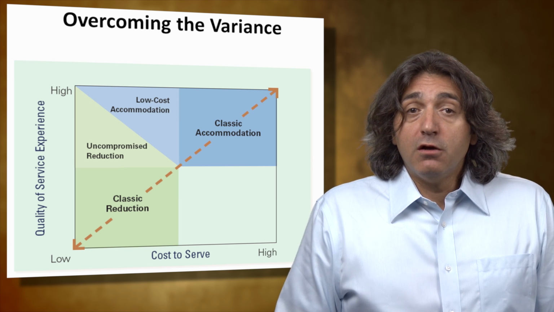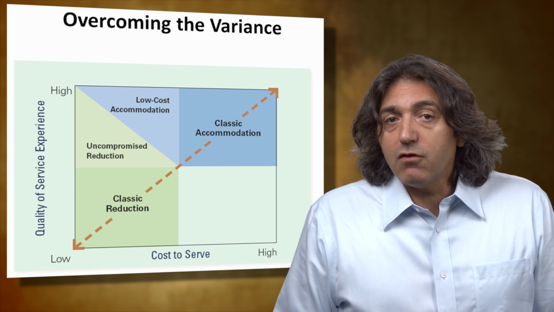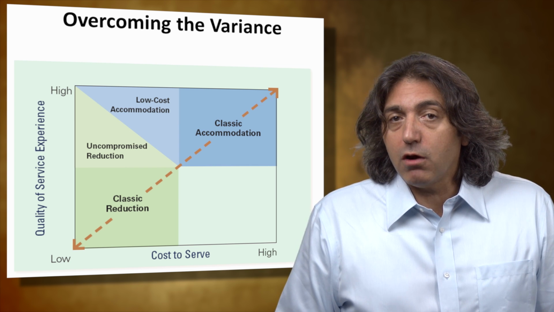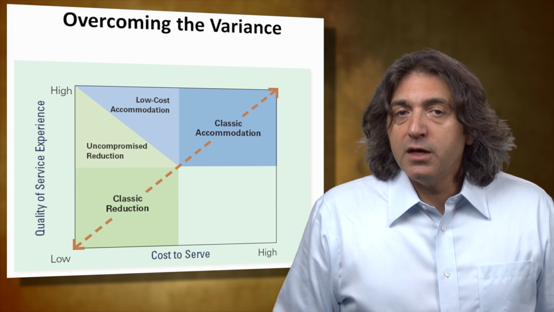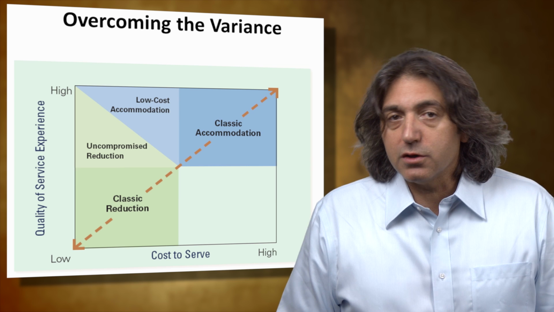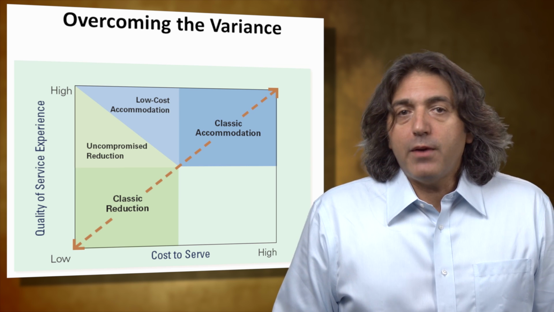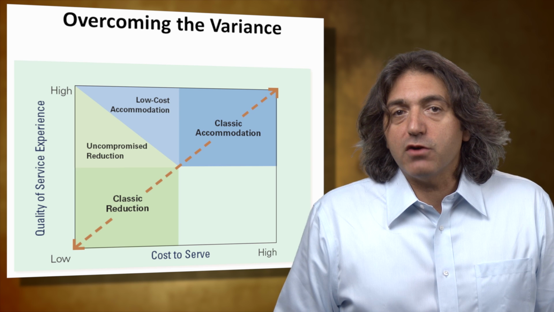And traditionally, firms try to overcome these by accommodating, spending more money to cover more of the cases, or by reducing their offerings, spending less money to cover few of the cases. There's a trade-off. Spend more, do better, quality-wise, or spend less and do worse, quality-wise. The Fry paper suggests there are other ways to accommodate and reduce that do not have to make this kind of trade-off.